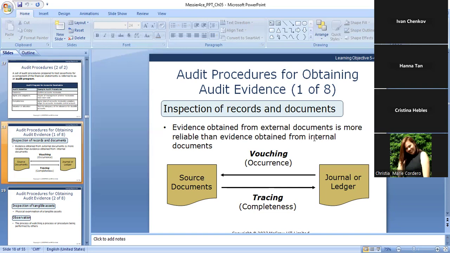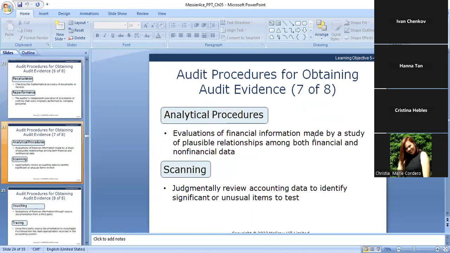Through vouching, you're testing occurrence. Through tracing, you're testing completeness. Let's keep going with this.